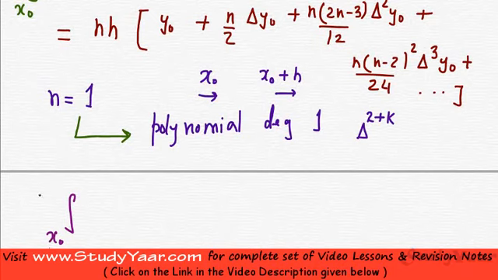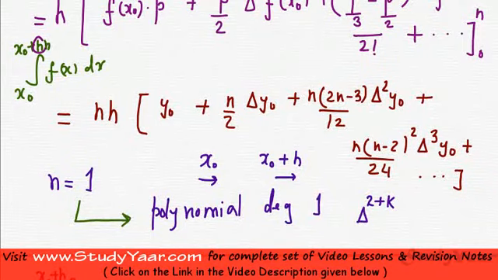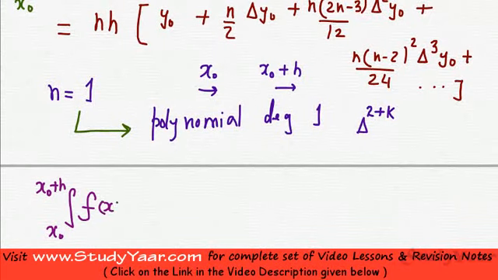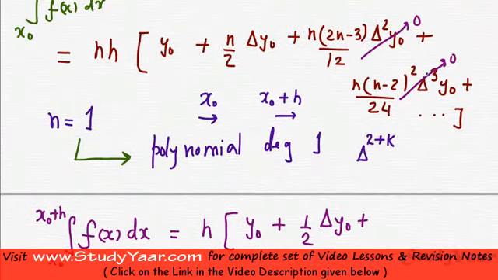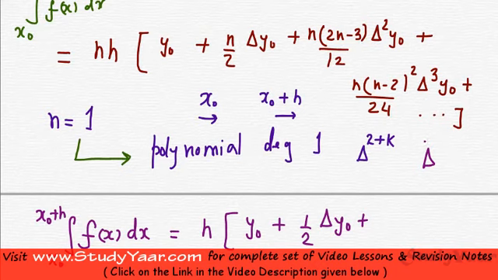integration x0 to x0 plus h. Since n is equal to 1 over here, you are going to have x0 plus h, f(x) dx is equal to, n is equal to 1, so you have h times y0 plus n by 2, which is 1 by 2 delta y0, plus all other terms are 0, because this is a polynomial of degree 1 and your second, third, fourth and all higher forward differences are going to be 0. So you have basically this.